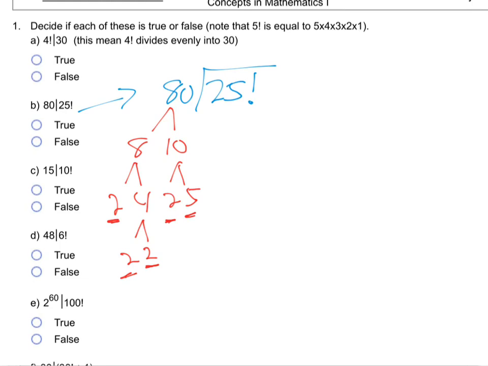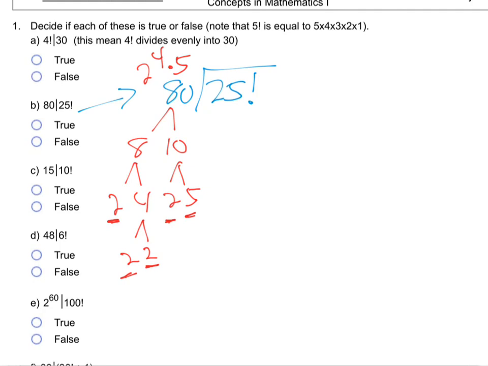4 2s and a 5. That's the guts of an 80. 4 2s and a 5. That's an 80. That's the DNA stamp of an 80, so to speak, right? That's the signature of an 80.